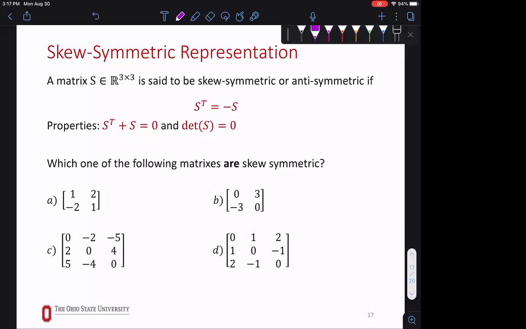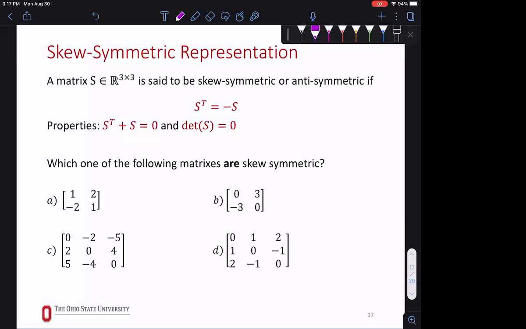All right, so what we're gonna do is find the S transpose, or the transpose of the matrix, and see how it looks, right? If it is the negative of the matrix, then it is skew symmetric. Again, if you see a symmetric matrix, it doesn't mean it can be skew symmetric. It has to be the negative of the matrix, right?